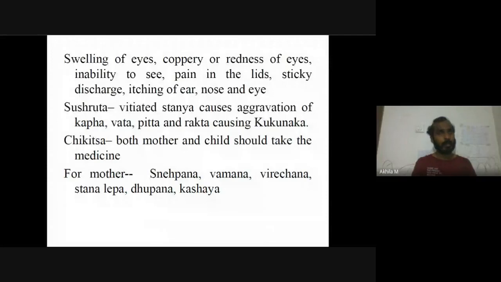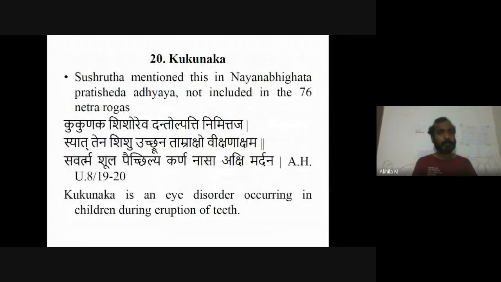Ear, nose, and eye. Okay. So sarvatma shula, pichila will be there. And karna, nasa, akshi, madana. The child will always rub karna, ear, nasa, and akshi. Because of the irritation, the children were always rubbing karna, nasa, and akshi.